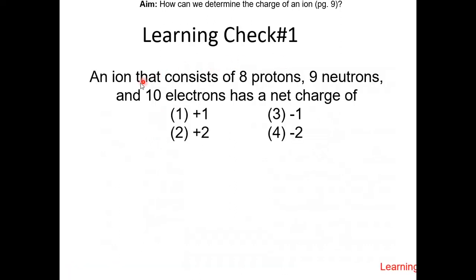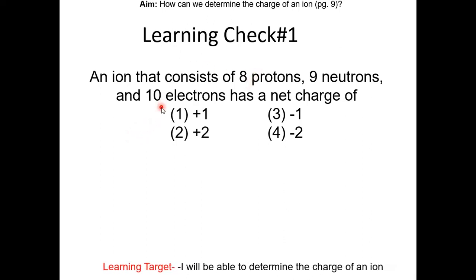Learning trick number 1. An ion that consists of 8 protons, 8 neutrons, and 10 electrons has a net charge of. So pause the video and try these yourself. Okay, so charge is equal to the number of protons minus the number of electrons. So 8 minus 10 is negative 2, choice 4.